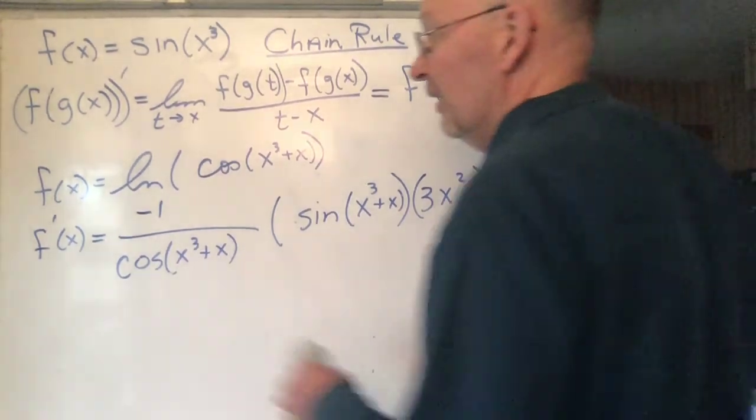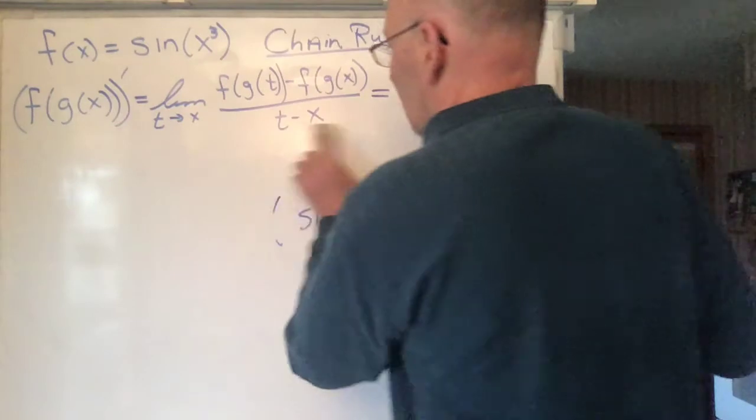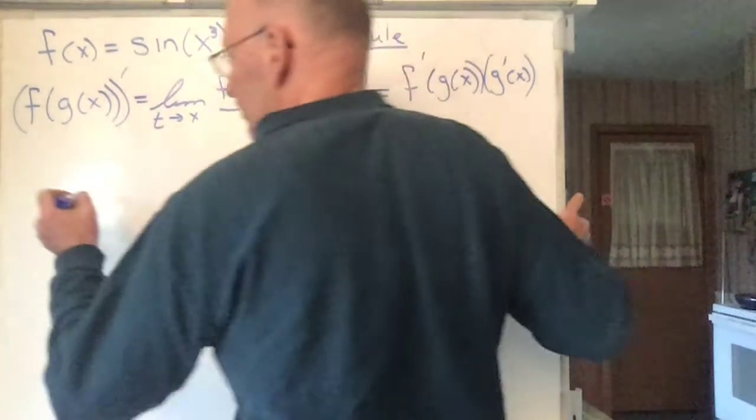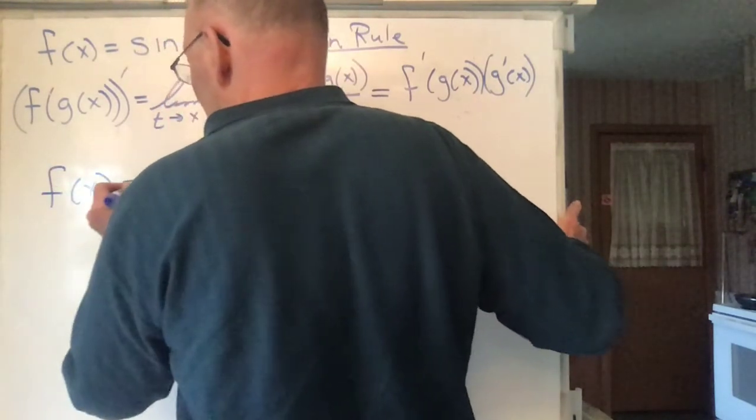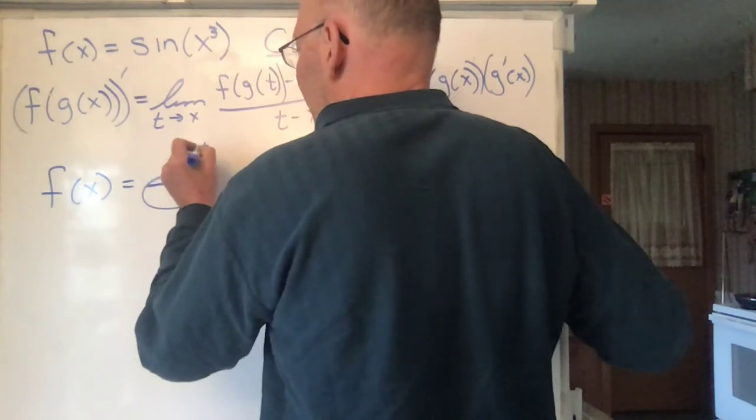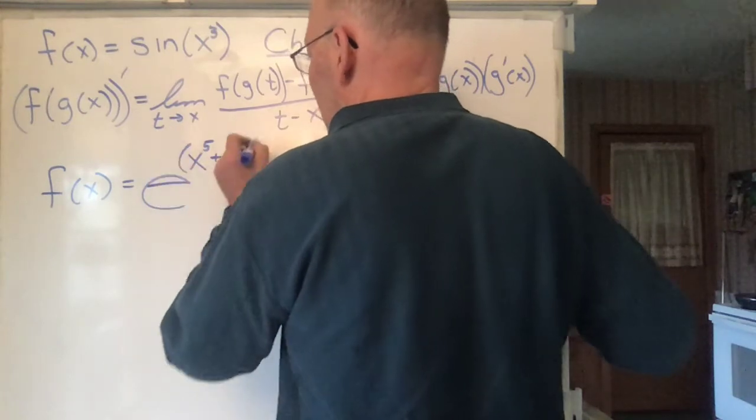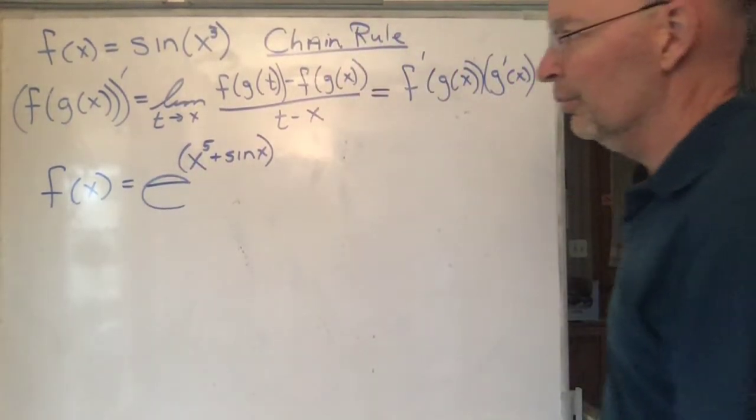Okay, let's try another one. This next one, I remember, confused me, mainly because it's just so easy. Let's try this one. F of x is equal to e to the x to the fifth plus sine of x. Okay? E to that. What's the derivative?